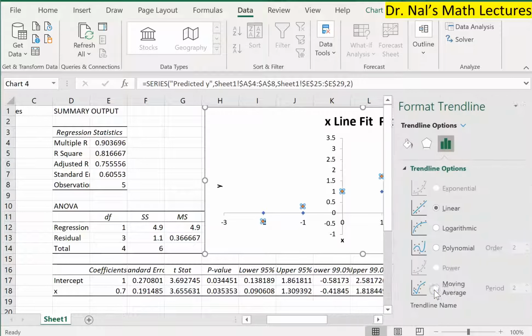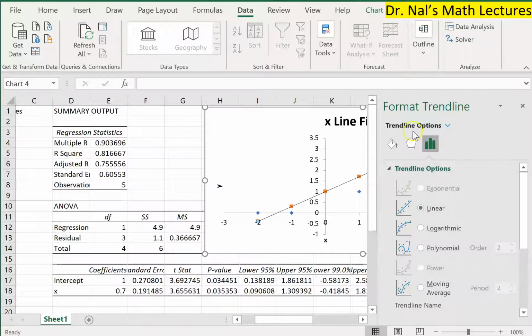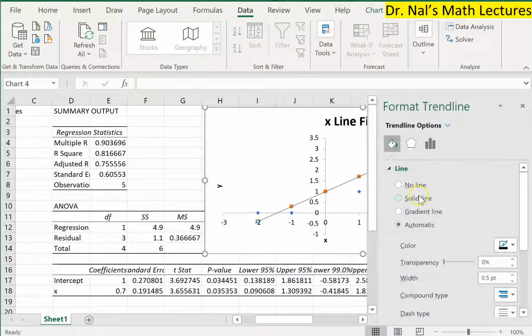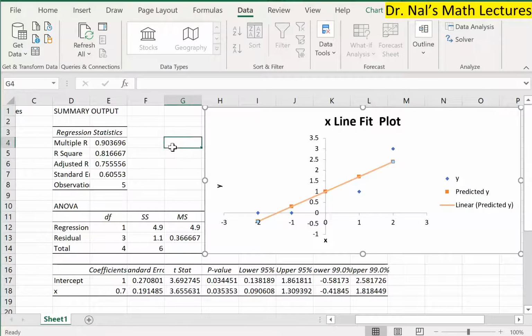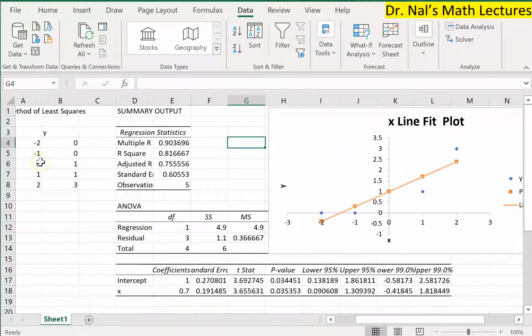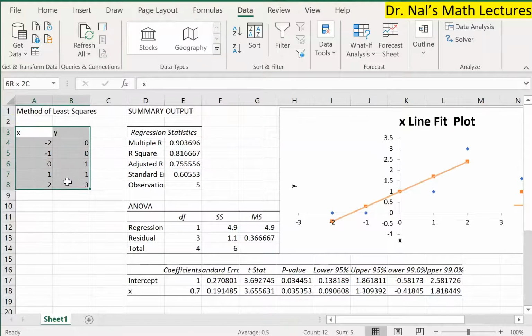You want to add a trend line and make sure it's linear. You can go ahead and change it into the same color. So solid line. I think this color is good. And let's make it a bit thicker. There you go. This way, not only do we have the predicted values, we also have the linear relationship. We did draw the line. The original given values, the x's and the y's, were the blue points. And so we have fit a straight line onto it.